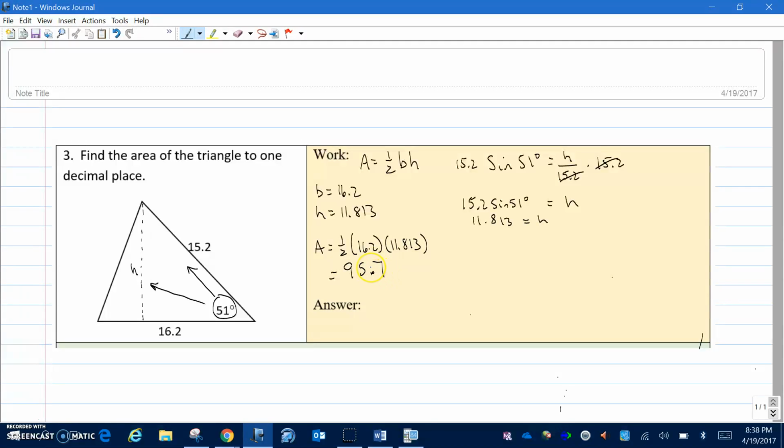And the next thing we'll do is check and see if units were listed. Units were not listed on this problem, so we're looking at a final answer of 95.7 units squared. Thank you very much.